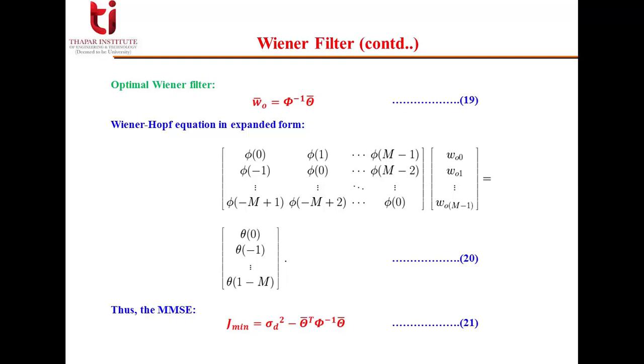So thus we can say that for the minimum mean square error, by keeping this value of optimal tap weights, we can find equation number 21, which represents the minimum mean square error, that is MMSE. And if you find the dimensionality of matrix phi, it will be an M cross M matrix. Now let's see one example.